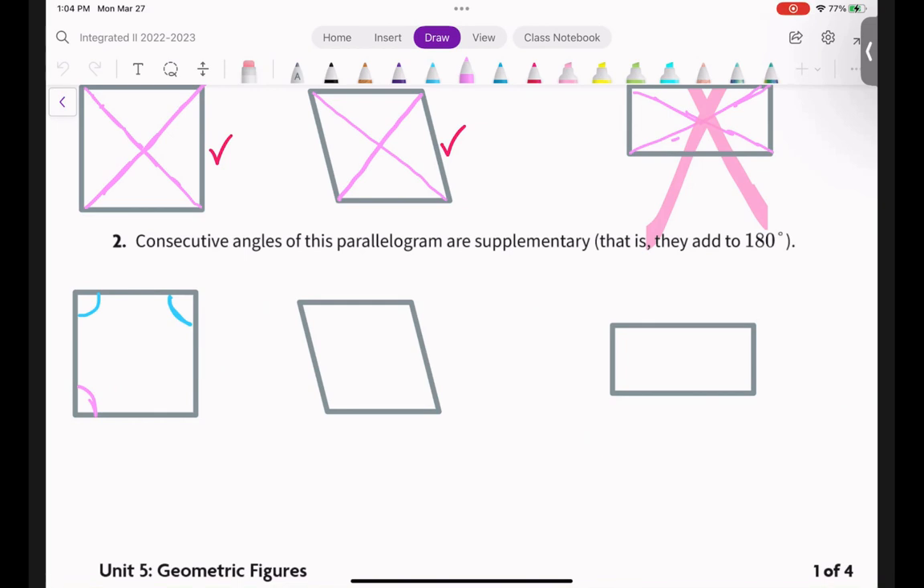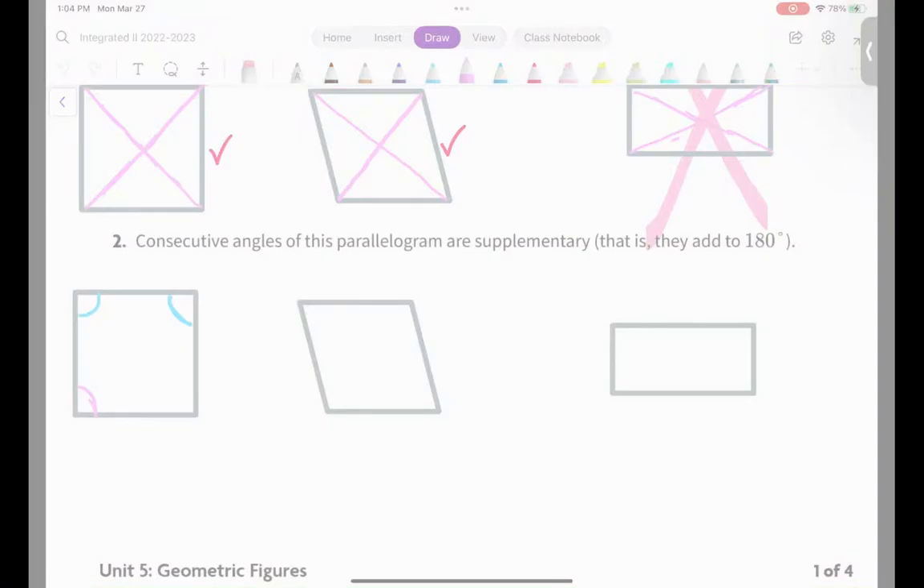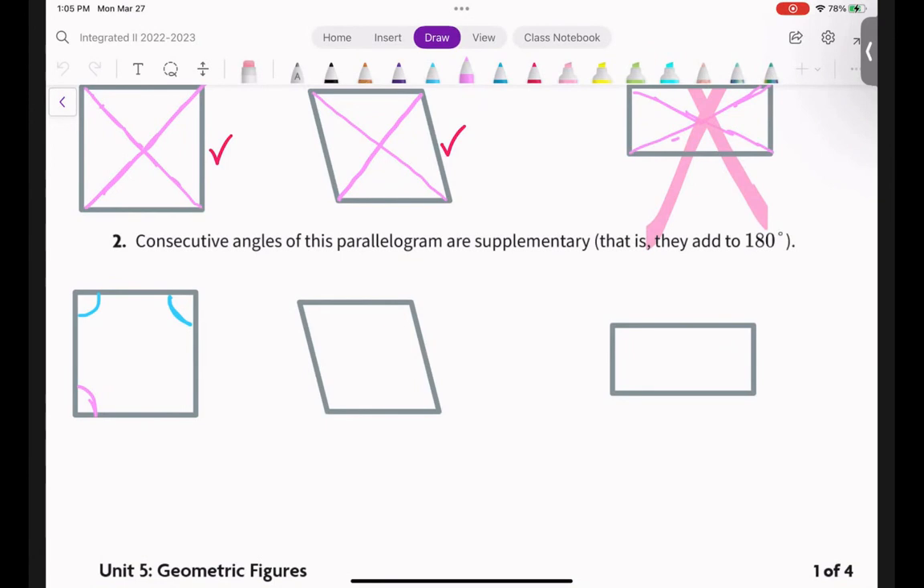So what do you guys think? Why would the square answer be yes? Why do you think yes? This is what one of your classmates says. Yeah, because 90 plus 90 is 180, right? Because you guys all said that these angles here are 90 degrees. And what's 90 plus 90? Very good.